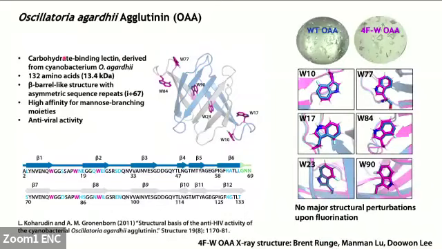So Brent Runge in the lab has generated a fluorotryptophan-substituted OAA. He crystallized it together with the wild type OAA, and together with Mengyu Lu and Dewey Lee from the University of Pittsburgh, they solved the X-ray structures of both. What you see is that there is no structural perturbation upon introduction of fluorine, which to me is quite remarkable because you have 6 tryptophans here. Two of them are in the core of the protein, and 2 more pairs form the carbohydrate binding loops.